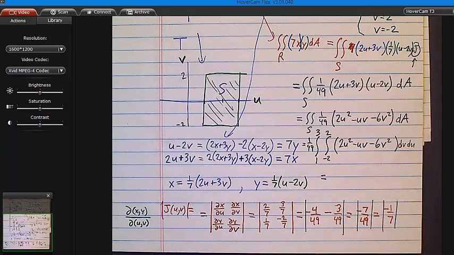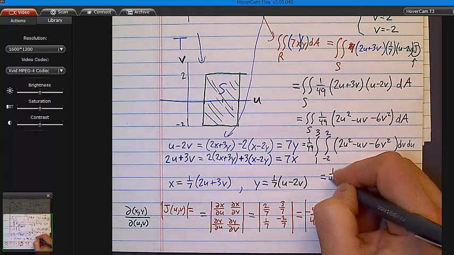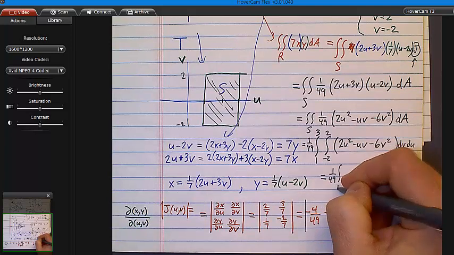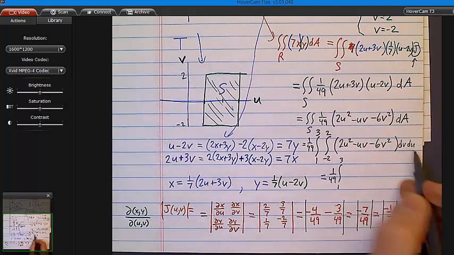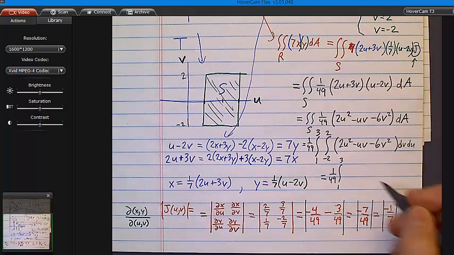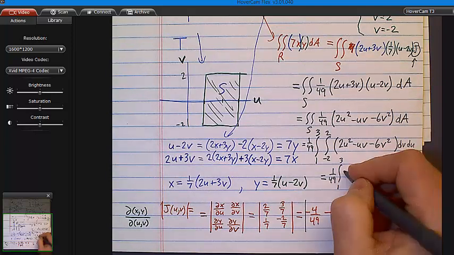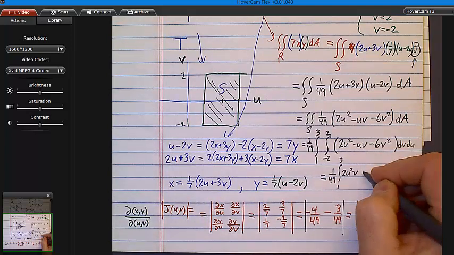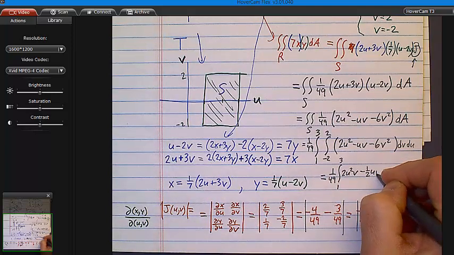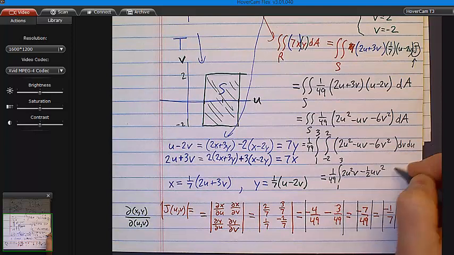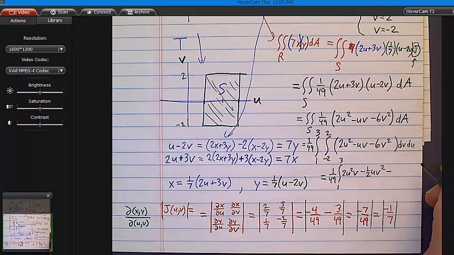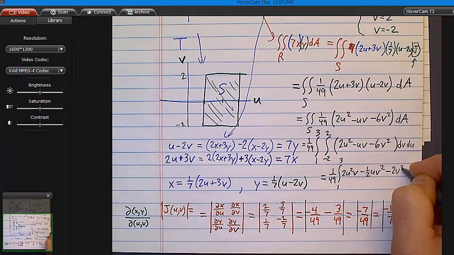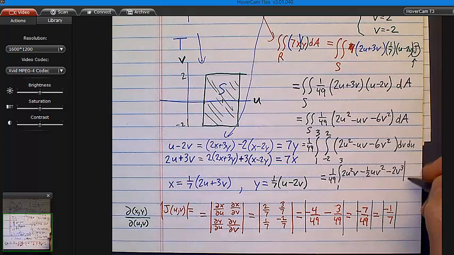So let's see. We have 1/49, integral 1 to 3. As I integrate this thing dv, what happens? I get, well, 2u squared v, right? That becomes a v. And then this becomes minus 1/2 uv squared. And this becomes minus, would it be 2v cubed? Okay. And then that goes from negative 2 to 2, and then we'll integrate du after that.